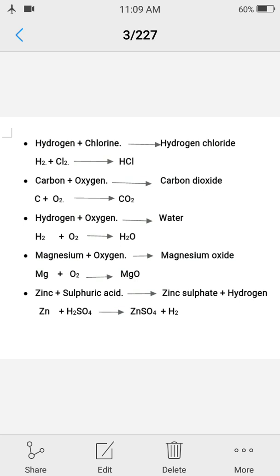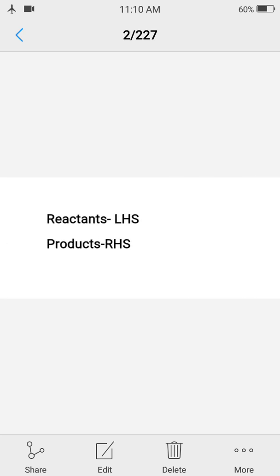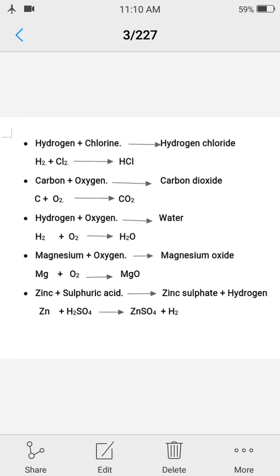So these are some examples of equations. These equations or examples are also given in your book. You are supposed to learn them. In a reaction, the formulae which are written on the left hand side are called reactants, and those which are written on the right hand side are called products. For example, in this first example, hydrogen and chlorine are reactants. HCl, hydrogen chloride, is the product.